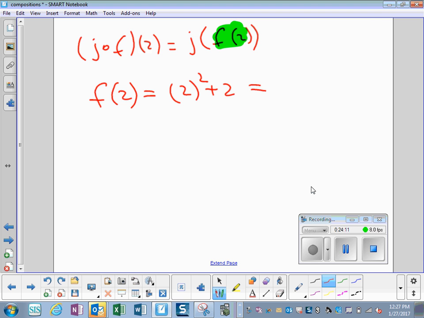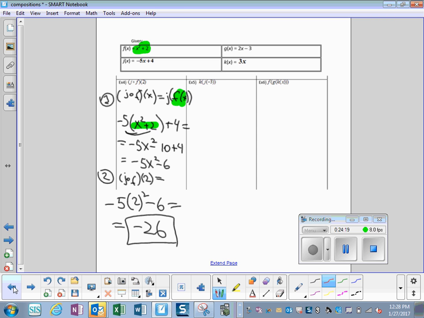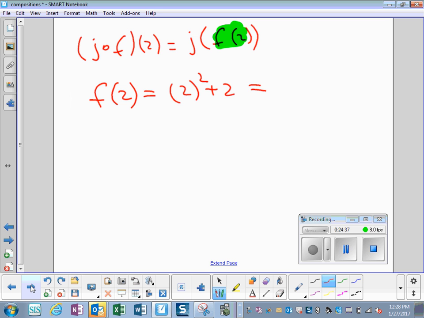So guys, this is the one that we did, Example 4, it's just a different way. Remember how I first did it? I first found out what the composition function is, my j of f of x, and then I substituted 2 for x into this new function. And that's how I got my answer. Now I'm doing it a little bit differently.